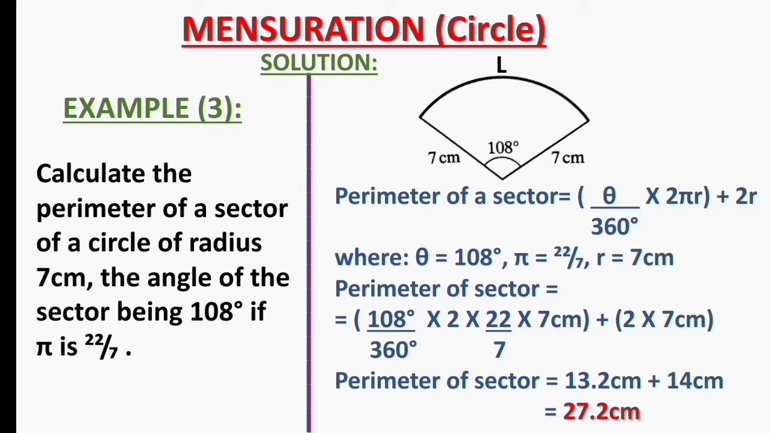Substituting these values into your formula for perimeter of a sector and calculating, we are going to have the perimeter of the sector being 27.2 centimeters. After substitution and calculating, the perimeter of the sector in question 3 is 27.2 centimeters. I hope question 3 is clear to you.